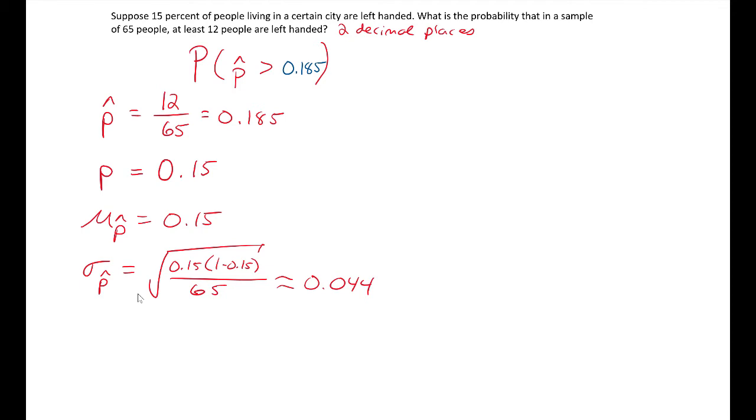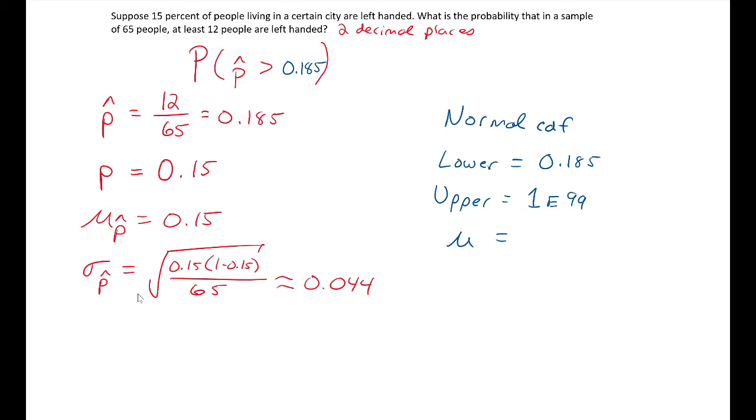Okay. As far as how we're going to calculate the probability, we're going to do normal CDF. Our lower bound this time is going to be 0.185. The upper bound will be, let's see here, positive infinity. So we'll do 1e99. The mean, which comes from the central limit theorem, will be 0.15. And our standard deviation we're going to use is the standard error of 0.044. Okay, let's put this into the calculator.